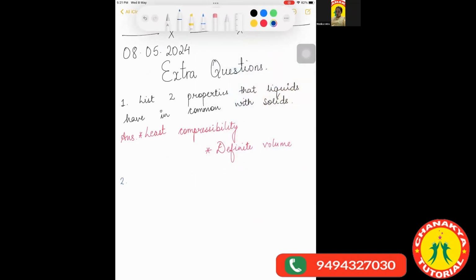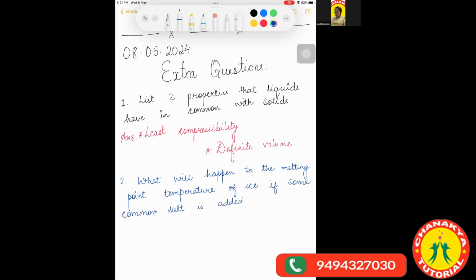Next question. What will happen to the melting point temperature of ice if some common salt is added to it? Justify your answer. Rohit.